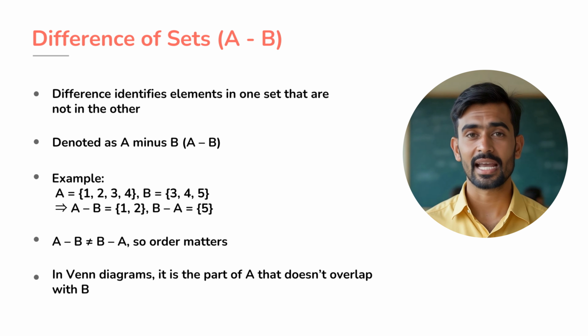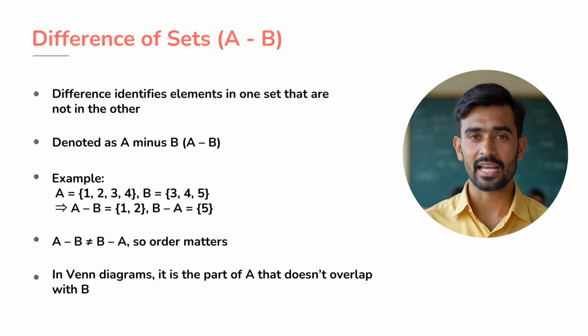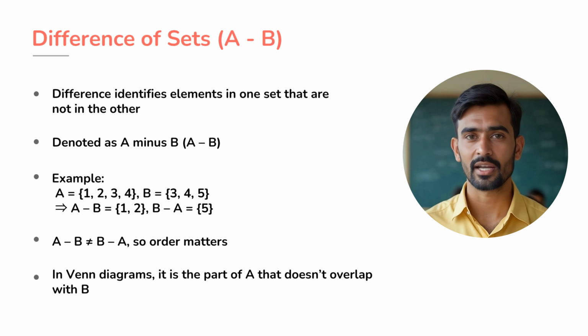The difference between sets is where things get a little more specific. The difference A minus B is the set of elements that are in A but not in B. For example, if A is {1, 2, 3, 4} and B is {3, 4, 5}, then A minus B is {1, 2}, and B minus A is {5}. Remember, A minus B is not the same as B minus A. In a Venn diagram, the difference A minus B is shown as the portion of A that does not overlap with B.